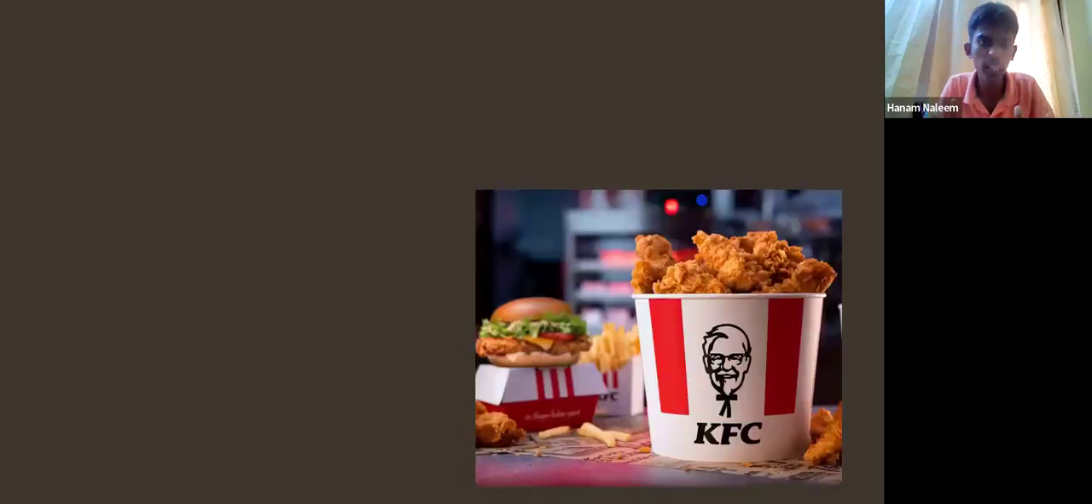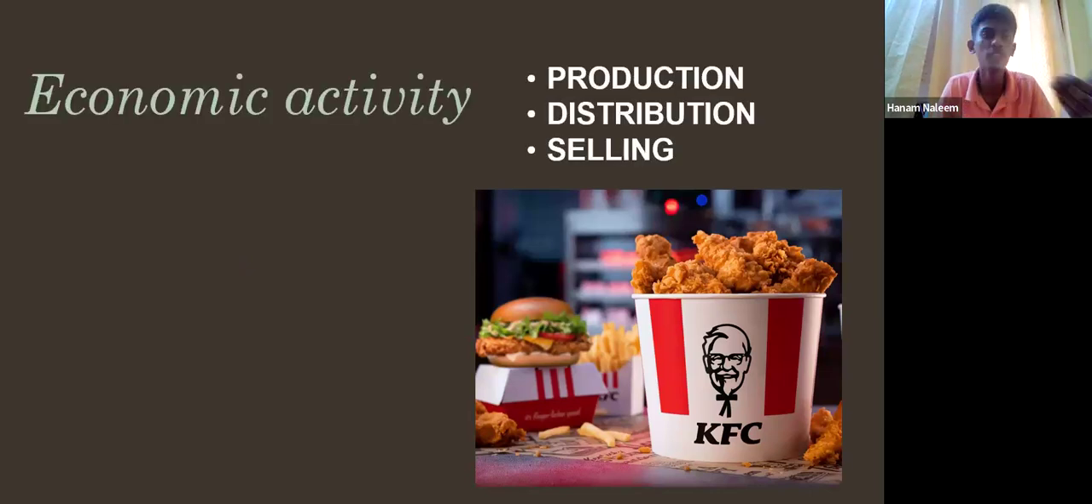KFC, you all know, right? KFC is a business. How can we say it's a business? For a thing to be a business, there are three key points, and only if all three are satisfied will it turn out to be a business. The first one is that it should be an economic activity. An activity can be anything, like singing, sleeping, eating, teaching. But for a thing to be an economic activity, these three things are very important.